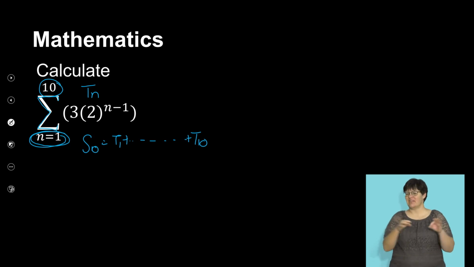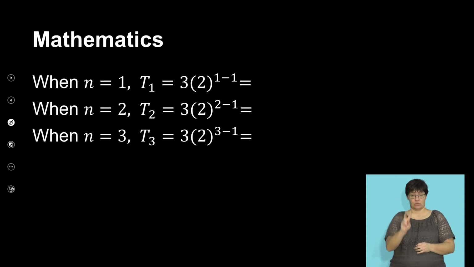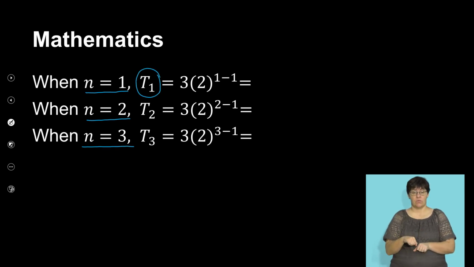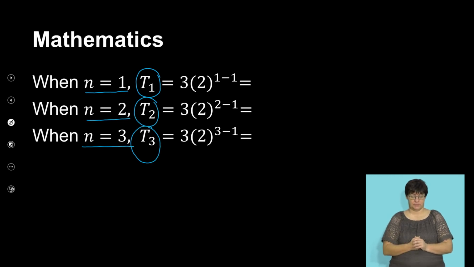But before I can actually think about substituting into any series formula, I need to determine the value of my first 3 terms. So what we're going to do to establish the value of the first 3 terms is we're going to substitute when n is equal to 1, when n is equal to 2, and when n is equal to 3. That's going to allow me to find term 1, term 2, as well as term 3.